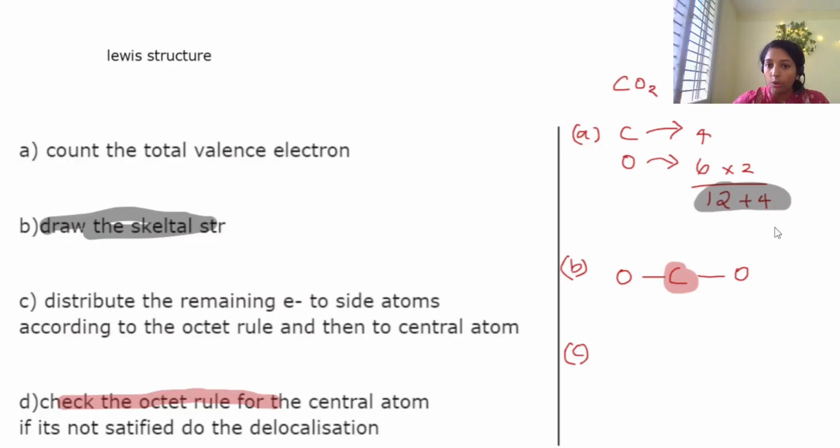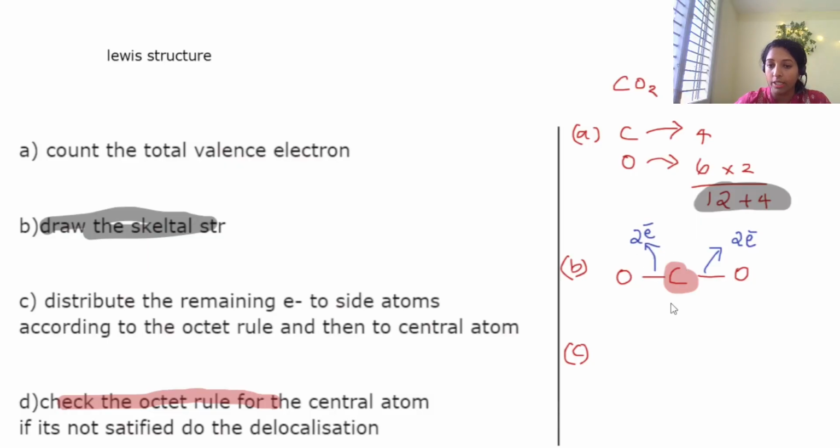So we need to show these 16 electrons, and the carbon and oxygen atoms, in the Lewis structure. Out of the 16 electrons, by drawing this skeleton structure, how many electrons have we already shown? Each bond means two electrons. Here I am drawing one line, which means two electrons are already shown. Here also one line is there. One single bond means two electrons.